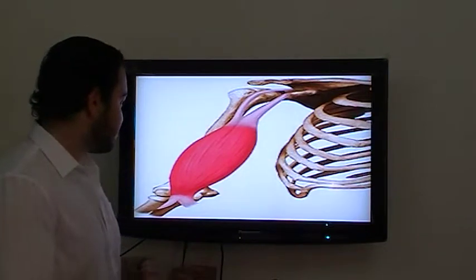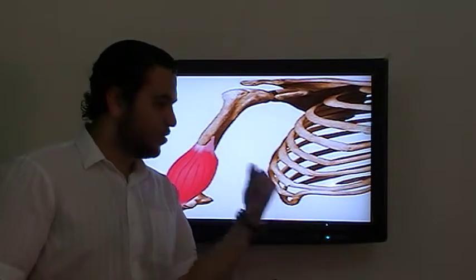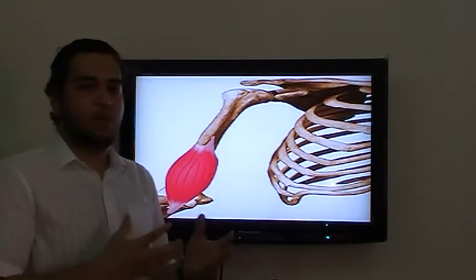The next slide would be the brachialis muscle. Actually, when you flex your hand like this, you see a muscle bulging out.